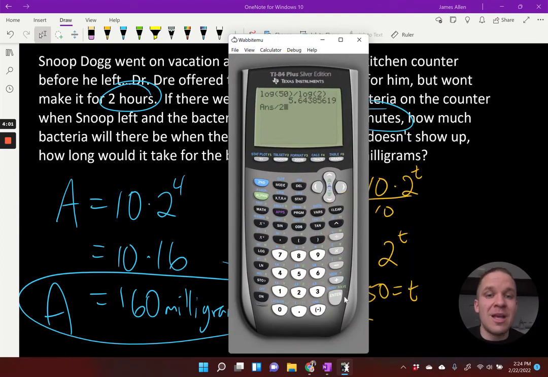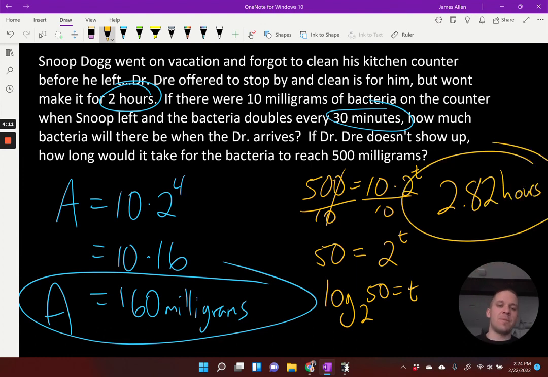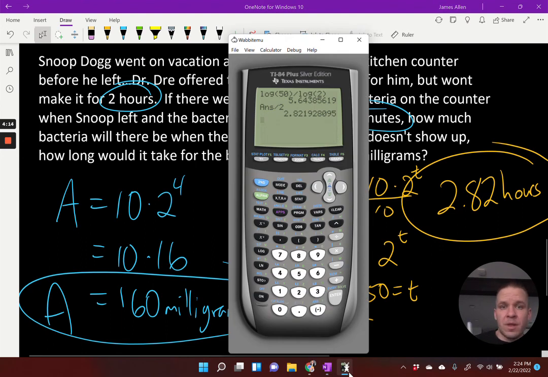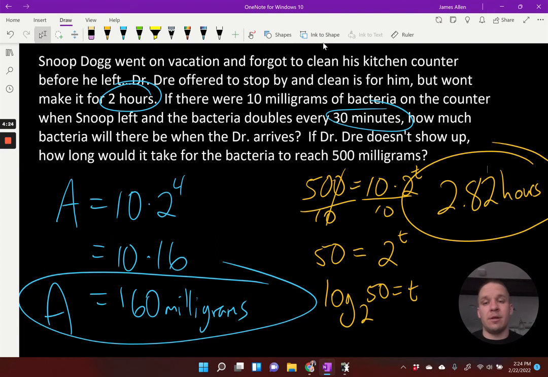That is confusing, man. So if we want to know how long it will take, it's actually going to take 2.82 hours. 2.82 hours. There we are, right? It was 5.64 30-minute sections of doubling, but the total time was 2.82 hours. So look out here, you know. Those bacteria, they're growing fast, right? Just double. So Dr. Dre, hopefully you get there. But if you got fat beats coming in, don't stop. We'll get somebody else in Snoop's house to clean it up. All right, see you guys later.